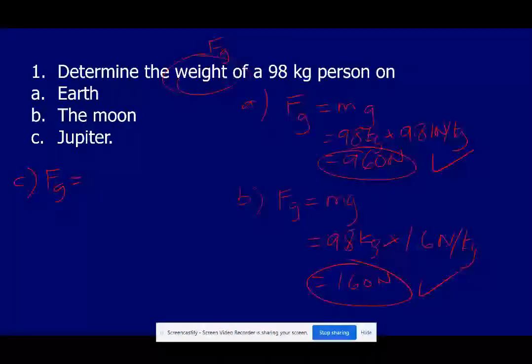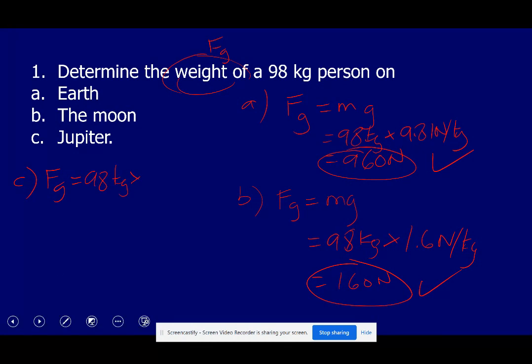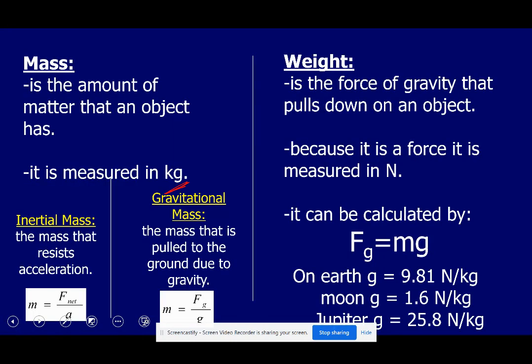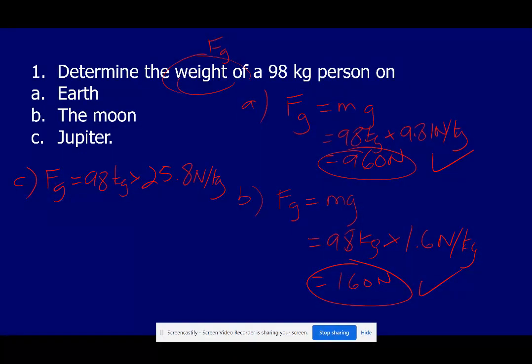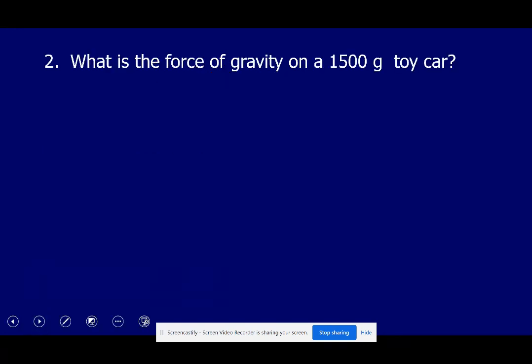So my weight on Jupiter, well, it's going to be more. My mass is still 98 kilograms again, but for Jupiter, I got to go back a slide, it's 25.8. Usually I round it to 26. It's 25.8 newtons per kilogram for gravitational field strength. You punch that into your calculator real quick, 98 times 25.8, and rounded to two digits, I got 2,500 newtons of weight. So I feel heavier. I feel more gravity on Jupiter because Jupiter's bigger.